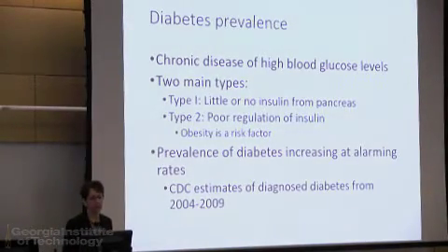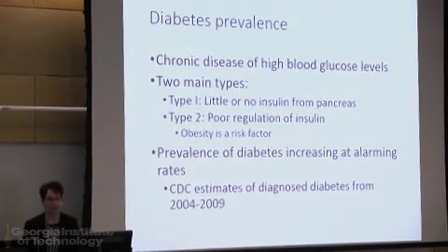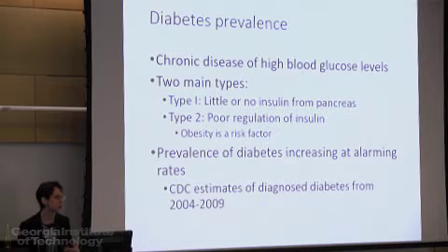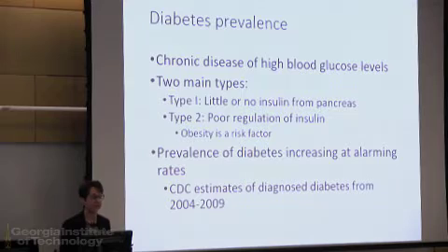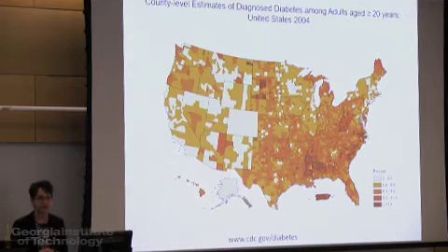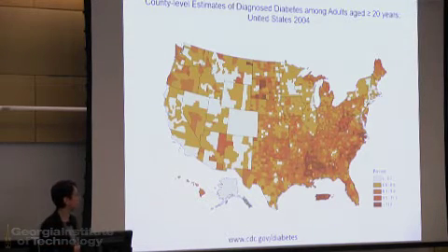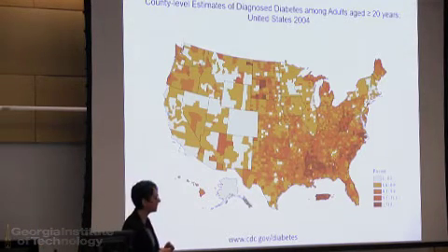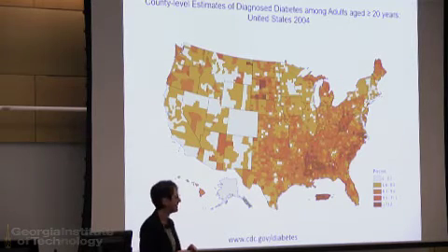So the prevalence of diabetes has been increasing at alarming rates. And I'm going to show you some CDC heat maps that show you diabetes diagnosis across the US. And this is from 2004 to 2009. So the dates are a little in the past, but it's still very relevant. And I think you're going to be impressed at seeing this.